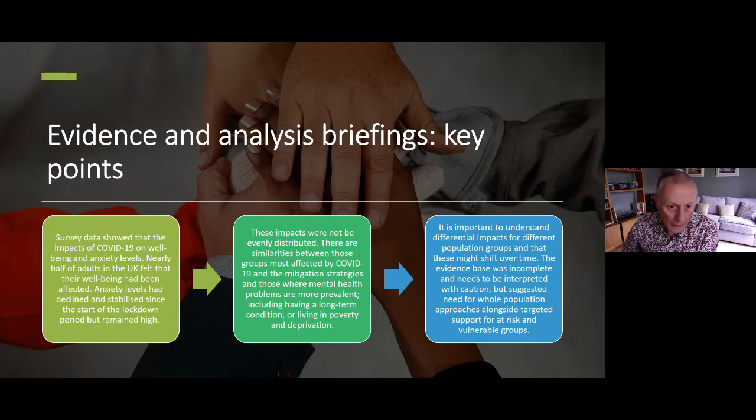And although anxiety levels peaked and somewhat declined in those months, they still remained high. It was certainly apparent that these impacts were not evenly distributed, and certainly there was evidence that people who were living in poverty and deprivation, people living with long-term conditions, were being more impacted by COVID and by these mitigation strategies. And it was important for us to understand these different impacts on different population groups over time and make sure we communicated that clearly as advice to government, or as evidence to government.